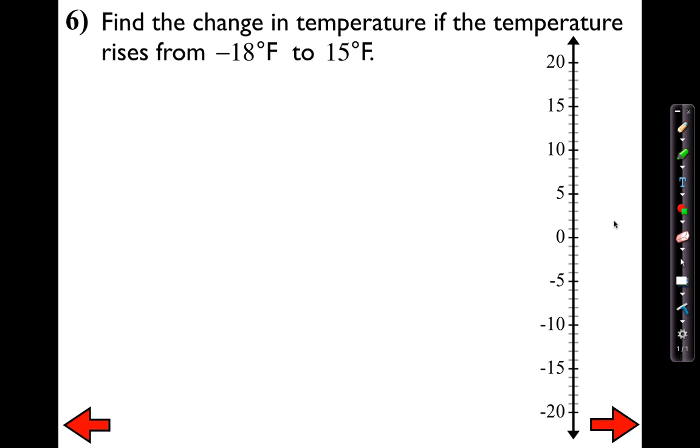So let's take a look at this one. First, I would set it up as taking the absolute value of the two different numbers, negative 18 and minus 15. Since this is subtraction, we're going to change it to addition. So we're going to add the opposite, which now leaves us with negative 18 plus negative 15.